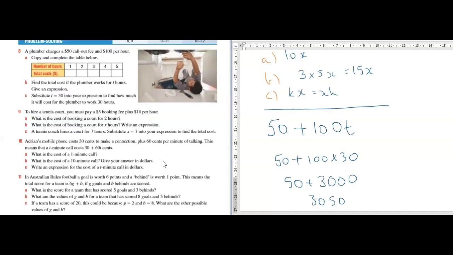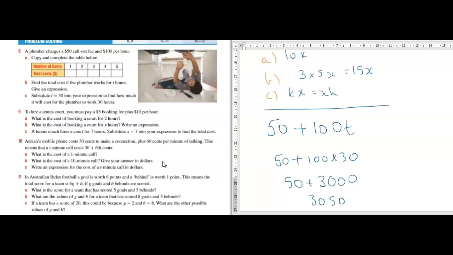Question 9, I thought it was going to be, looks like a G. To hire a tennis court, you must pay a $5 booking fee plus $10 per hour. Okay, I'm going to leave you with that one. I think that one's quite easy. I'm just looking at the rest. They're pretty much the same thing.